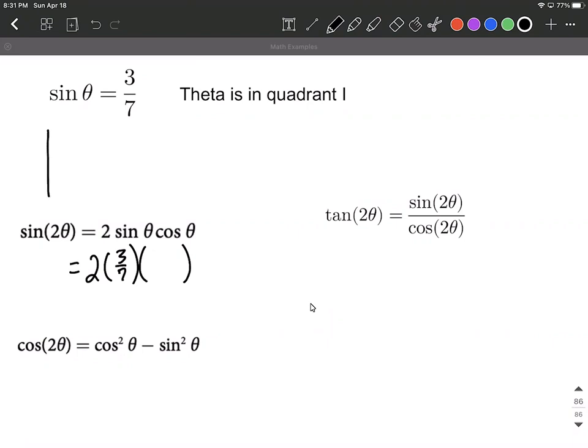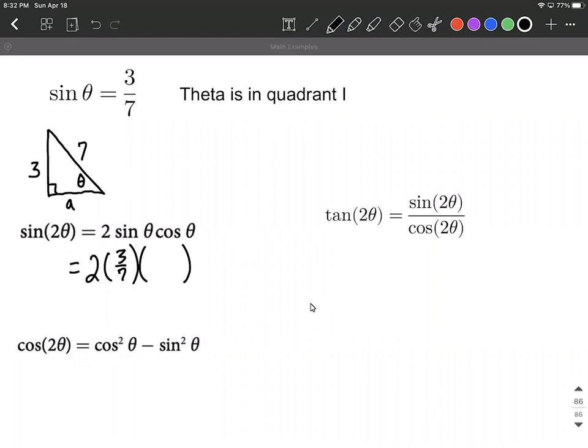How I like doing these is drawing myself a triangle, a nice right triangle. I'm going to label this angle to be our theta, and I know from sohcahtoa that sine is opposite over hypotenuse. So I'm going to use that, and we're going to try to find our adjacent side. That way we can get cosine.